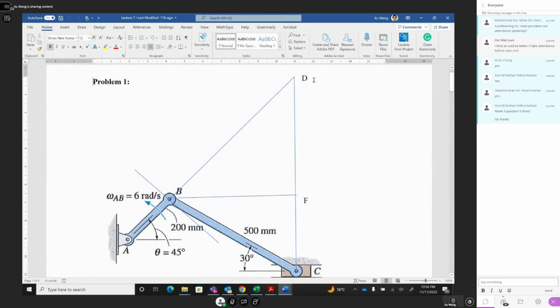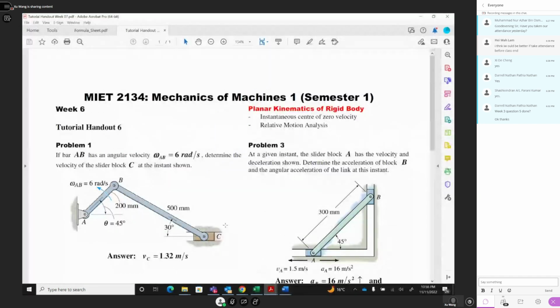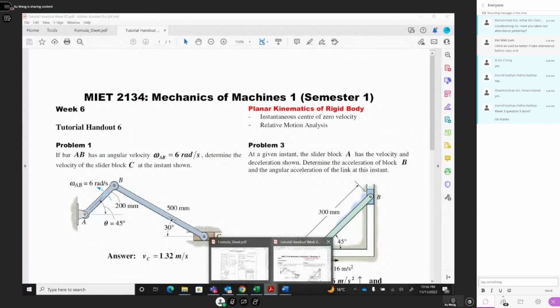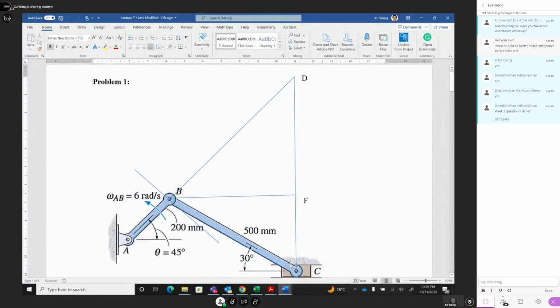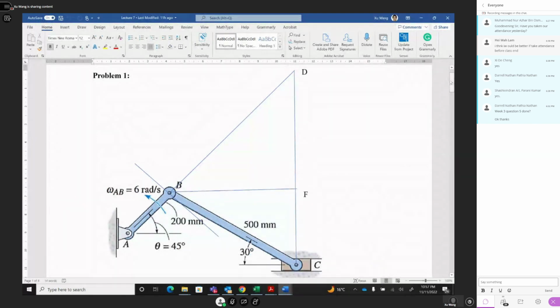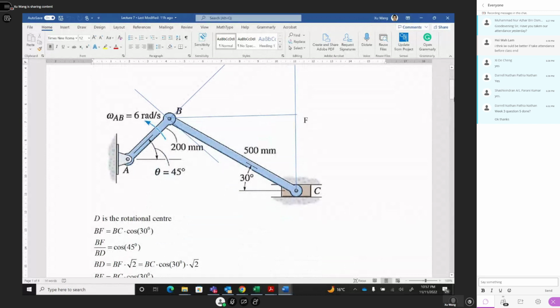Okay, so in order to find the velocity, you have to know this omega. If you know the omega, multiply by DC, and then you get the velocity. Very simple. That's how you solve for the velocity. Okay, so we start here. To solve the problem, we get this line and get the rotation center. We can start first.